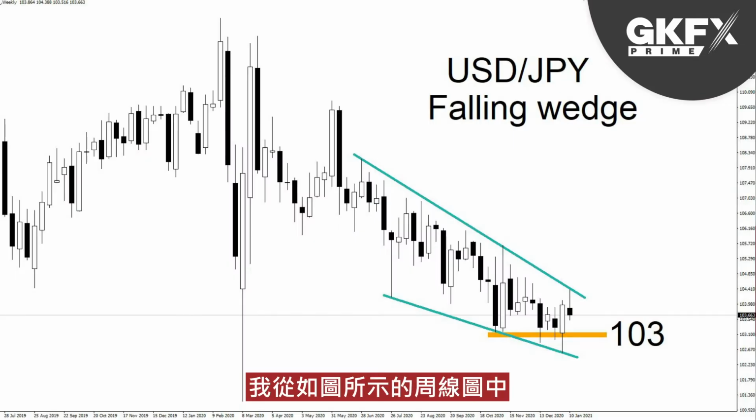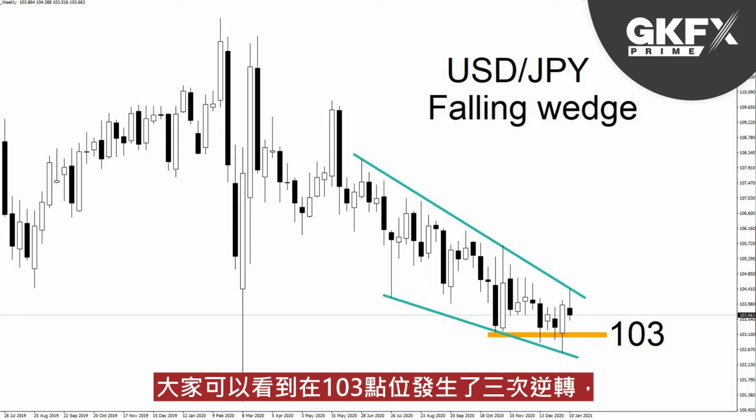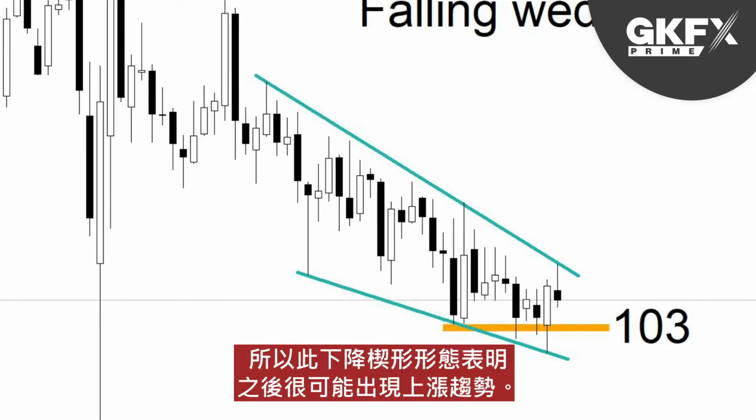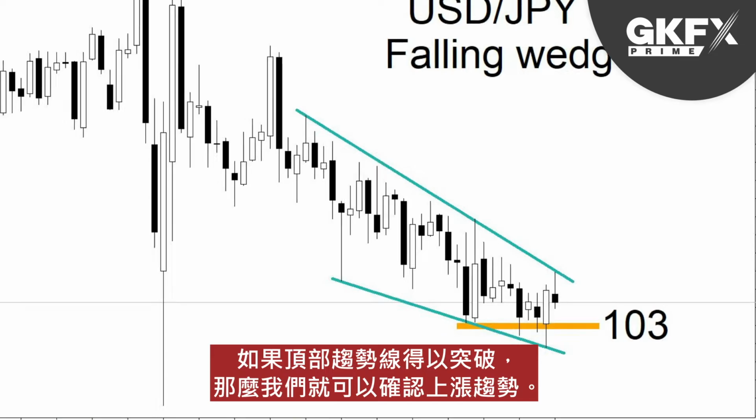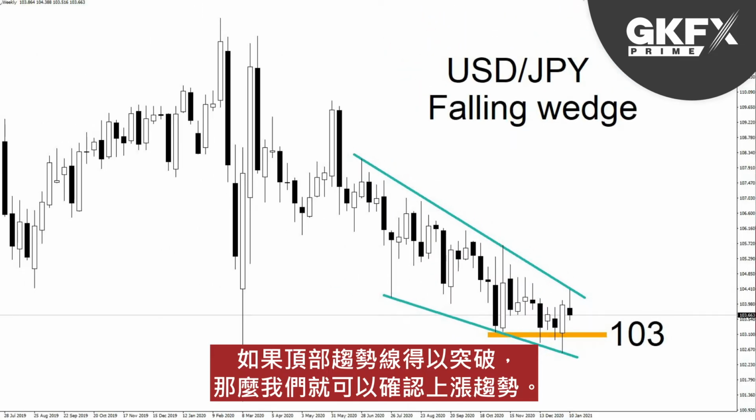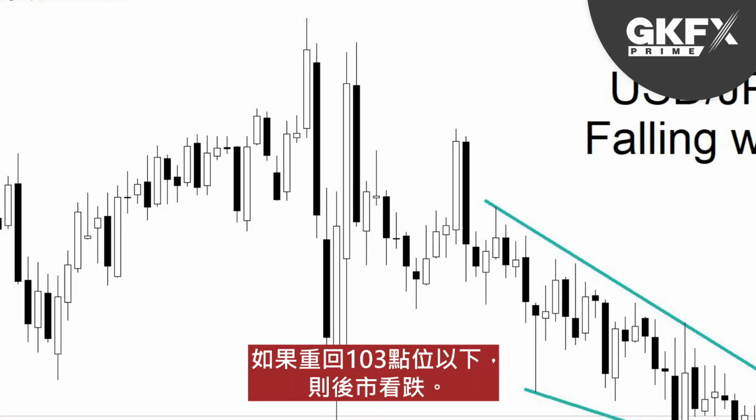So when I talk about a possible bottom in the dollar yen, I'm referencing the bigger picture that you see on this weekly chart. You can see we've had 3 reversals of the 103 level, and this falling wedge pattern tends to be bullish. A bullish confirmation would be if we get a breakout above the top trend line, whereas a break back below 103 would be bearish.